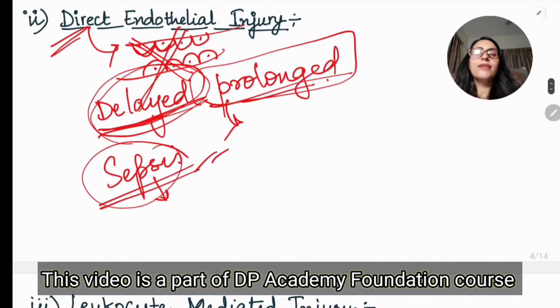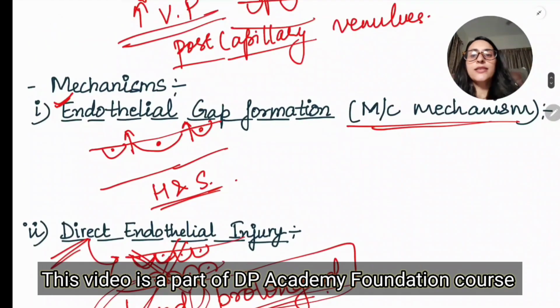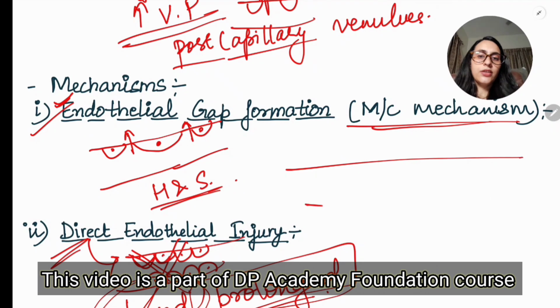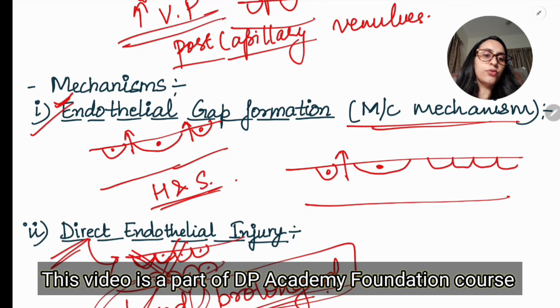So basically these are the 5 mechanisms. The most common mechanism is that a gap is created between the endothelial cells, and that is known as endothelial gap formation. The first mechanism is that an endothelial gap is formed by the contraction and retraction of the endothelial cells. So one endothelial cell is contracted, another is relaxed. So contraction and retraction causes gap formation. If this is a normal endothelial cell, one is contracted, another one is retracted, and a gap is formed. And this is the most common mechanism.